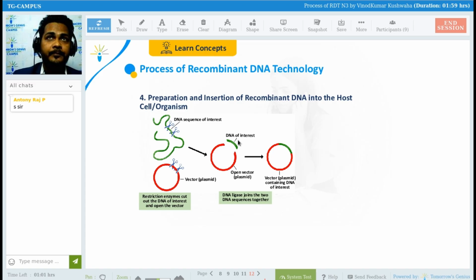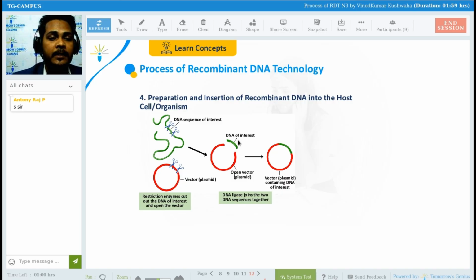Now, the first step, we isolated the DNA. Second, we performed the cutting of DNA at a specific location. Third, we performed the amplification of the gene of interest using PCR. Now the next step, after PCR, after making multiple copies of that gene of interest, is the preparation and insertion of recombinant DNA into the host cell or we can say the organism.